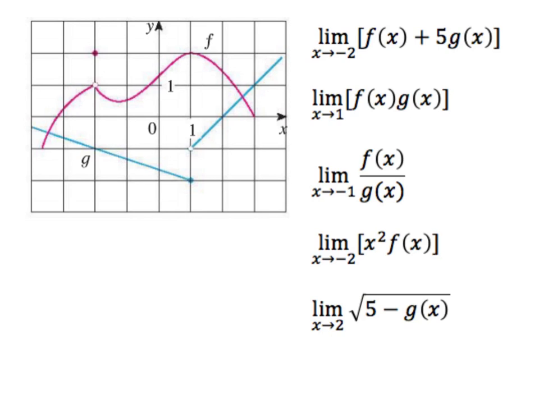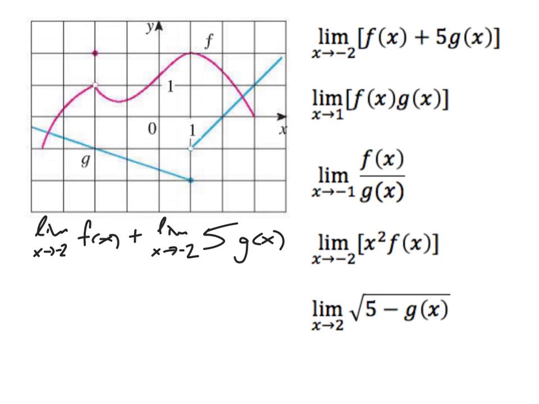All right, so taking a look at this first limit that we need to find, if we're going to figure out this whole limit, we're going to have to use our limit rules. So first up, remember that the addition inside, I can break that up into two separate limits. So I can make this into the limit as x is approaching -2 of just f of x, plus the limit as x approaches -2 of 5 times g of x.